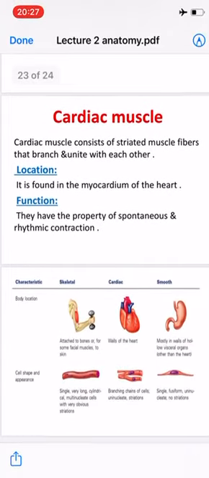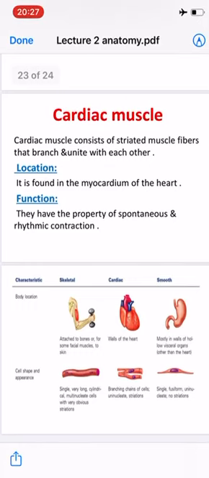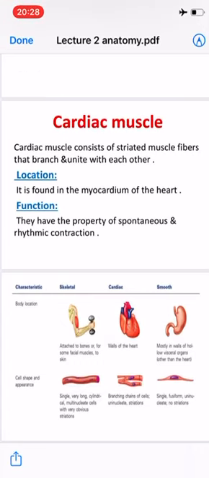Cardiac muscle عضلات القلبية, it consists of striated muscle fibers تتألف من عضلات مخططة that branch and unite with each other، وتكون هذه العضلات متفرعة وتتصل مع بعضها البعض. Location: it's found in the myocardium of the heart، وموجودة في عضلة القلب. And its function: it has the property of spontaneous rhythmic contraction، تمتلك خاصية التقلص المتناسق والتلقائي لعضلة القلب. And this picture shows what the characters of the muscle fibers are and the location in the organs.